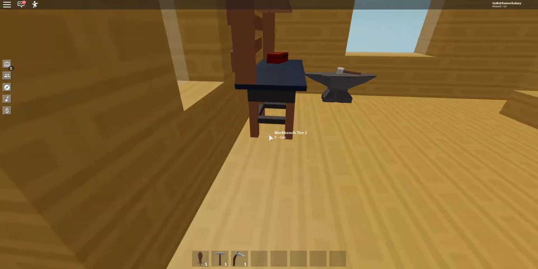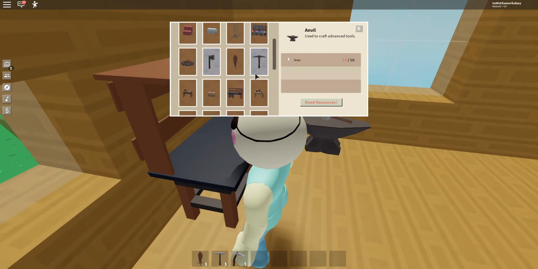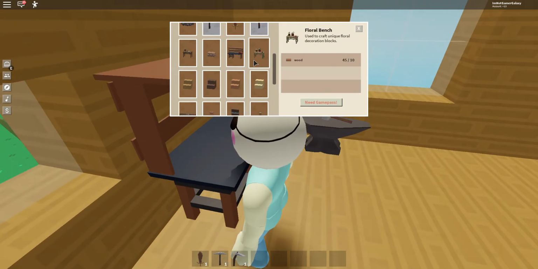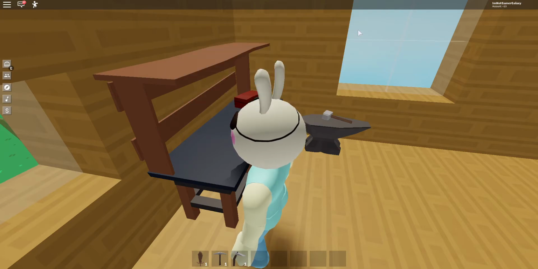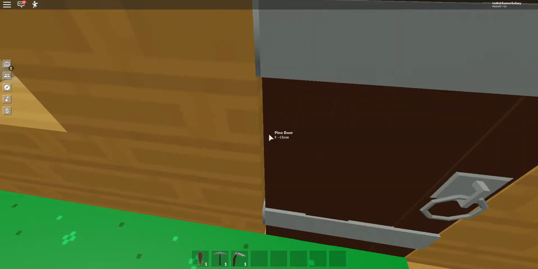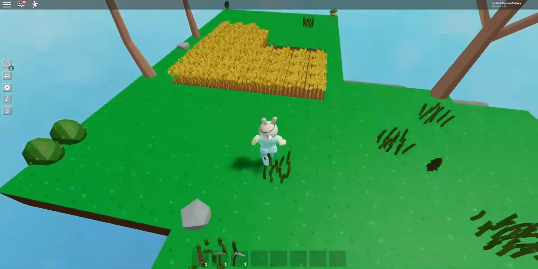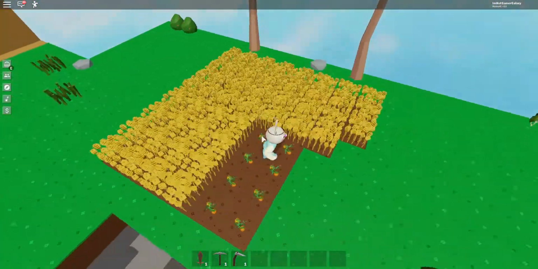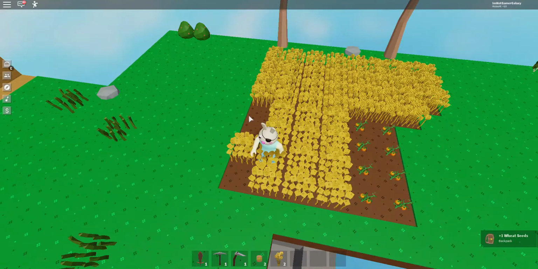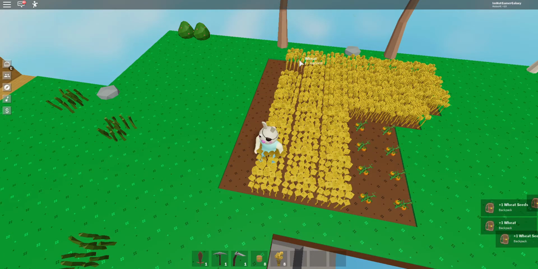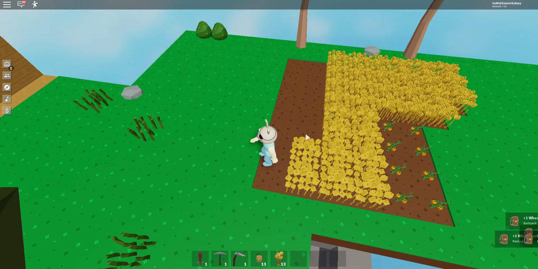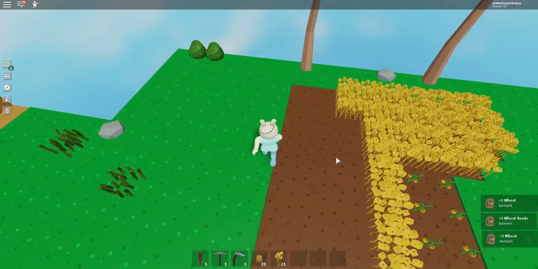It's probably one of the most simple crafting recipes in the game. So I can come down here, the Floral Bench. It says need game pass, and it's only 10 wood. So if I had the game pass, I could craft it right now, is how cheap it is. Even people just starting, if they had the game pass, they could craft it. That's just how terrible this scam is.